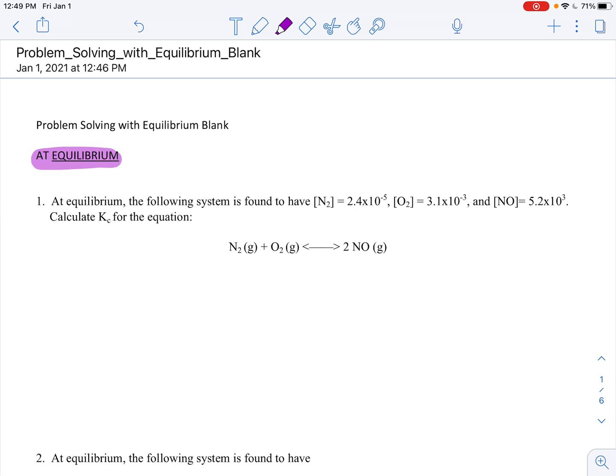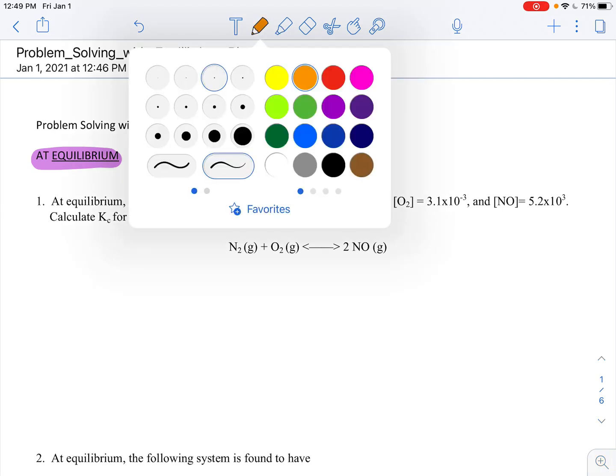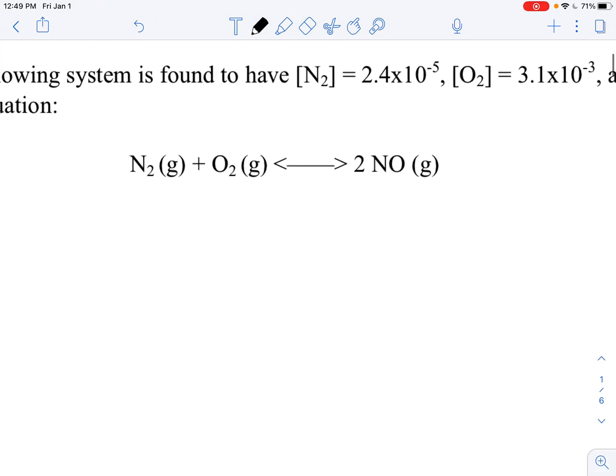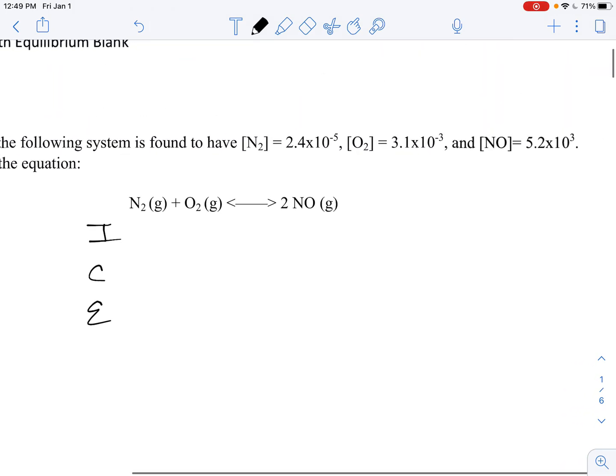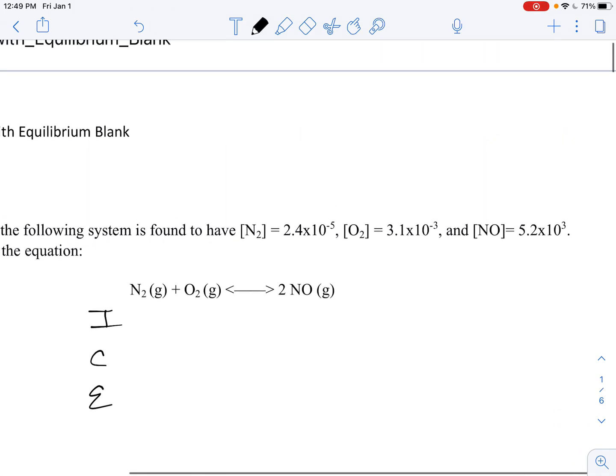Now, having said that, I'm going to set you up with what are called ICE tables. And what is an ICE table? ICE stands for Initial, Change, and Equilibrium. So we're going to take our balanced equation, and over here to the left, I'm going to write I, C, and E. I think we've used these before with stoichiometry and so forth, but it's more along the lines of starting, change, and finish. But here we're going to do initial, change, and equilibrium.